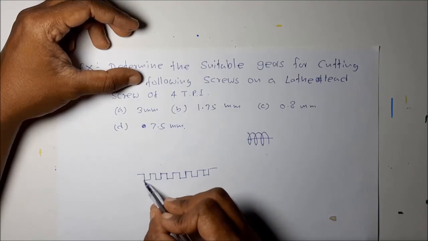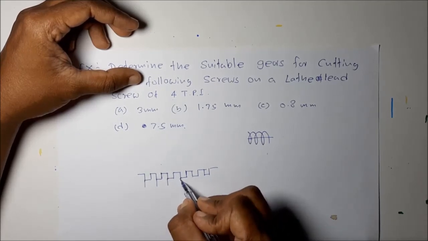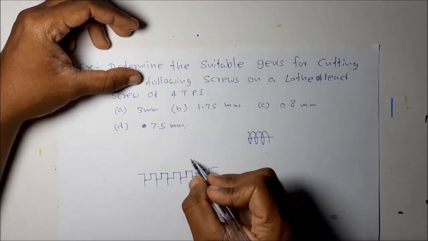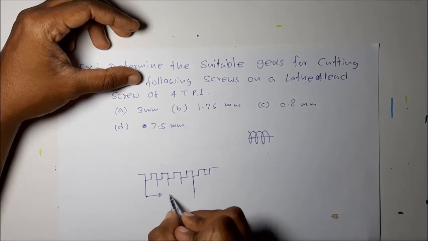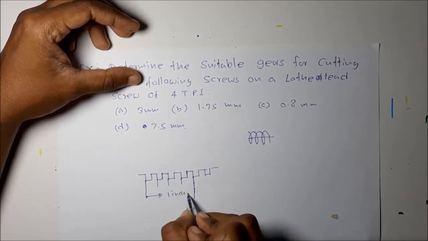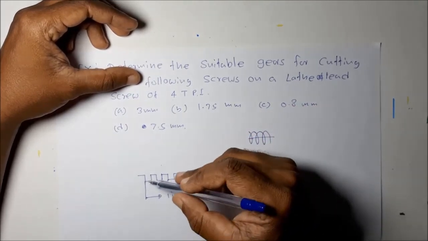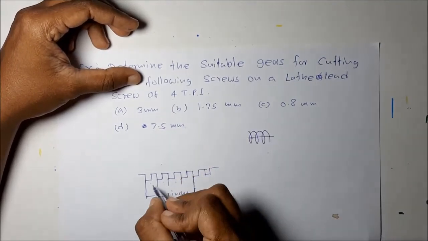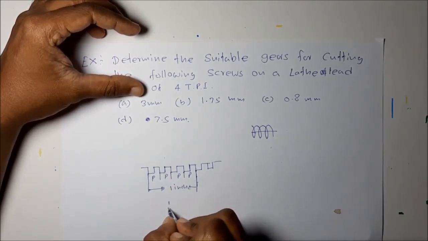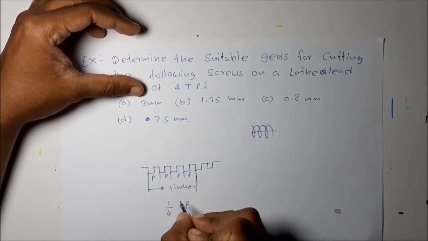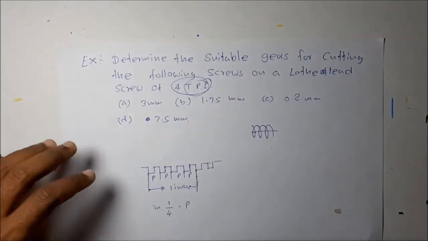Here is one pitch, another pitch value, another one: 1, 2, 3, 4. When it comes to this position, this length is equal to 1 inch. You can see the 4 threads are there: 1, 2, 3 and 4. This is the pitch P. The pitch of the screw is 1 over 4, that means 1 over 4 inch. I think it is all clear with this TPI. What is meant by TPI is very important to understand.